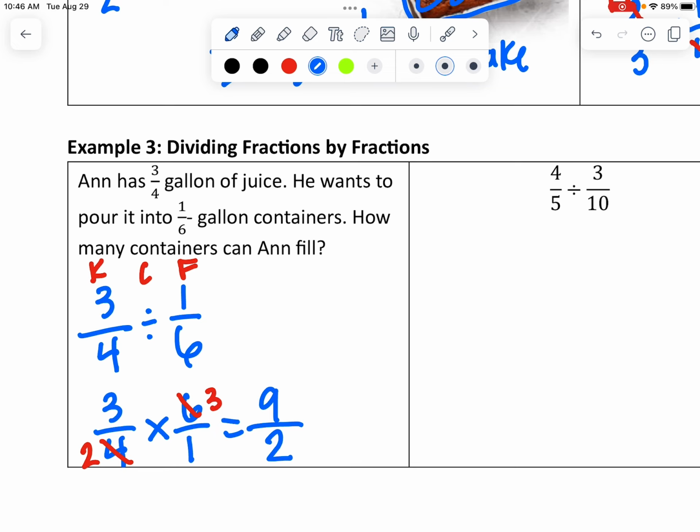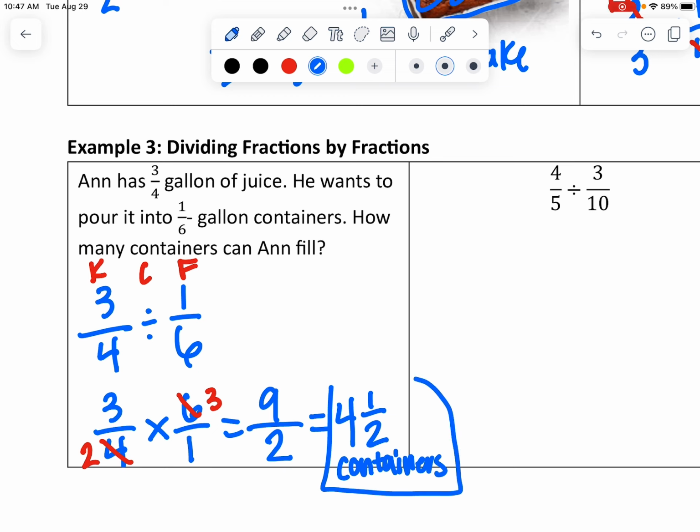Savvis, I believe, will let you put the answer in as an improper fraction like this, but I want you to get in the habit of changing it to a mixed number. So 9/2, we have to see how many times does 2 go into 9? It goes in 4 times, so that 4 is our whole number, and then we have 1 left over. So we get 4 1/2. And that is our answer. It should be 4 1/2 containers.